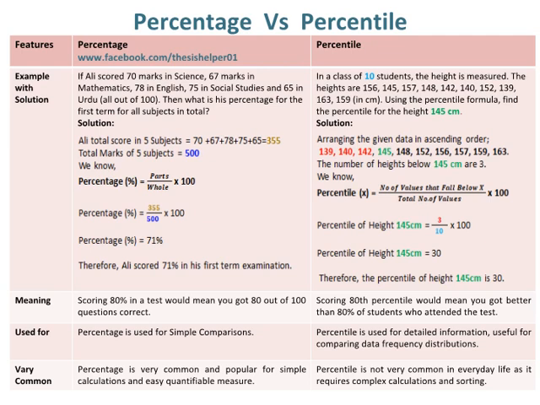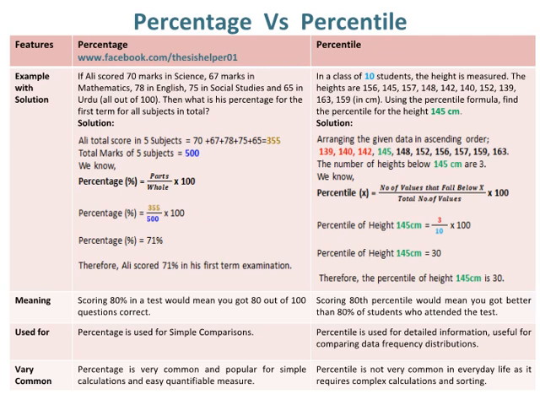Using the percentile formula, find the percentile for the height 145 centimeters. Arranging the given data in ascending order, the number of heights below 145 centimeters is 3. By putting values in the percentile formula, we get 30. Therefore, the percentile of height 145 centimeters is 30.